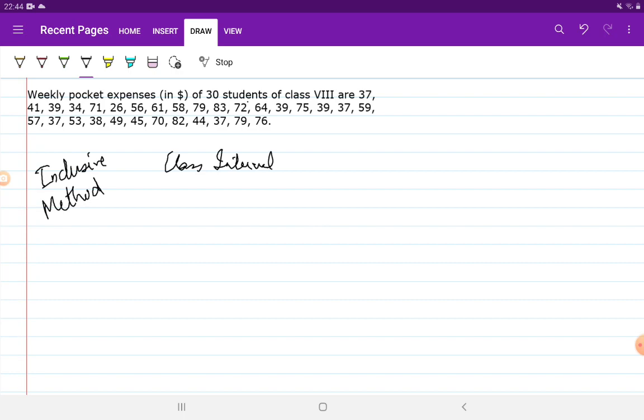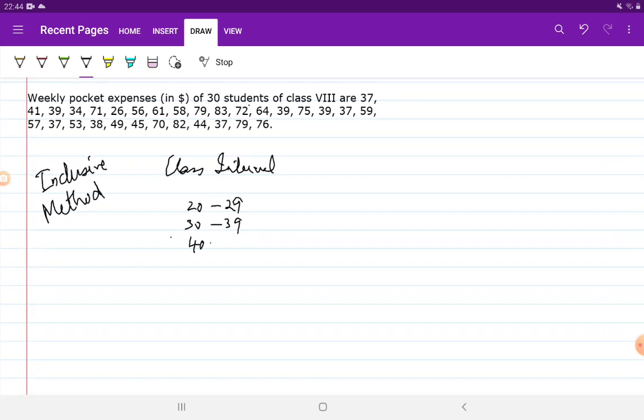I am going to take the class interval as 20 to 29, 30 to 39, 40 to 49, 50 to 59, 60 to 69, and so on. Here often, the last interval, if required, can be 90, or you can leave it as 89. Right?